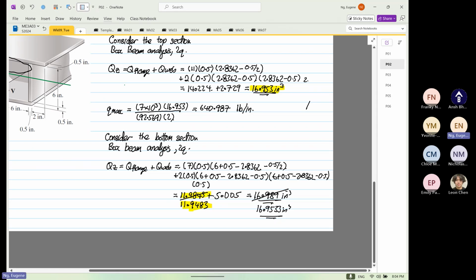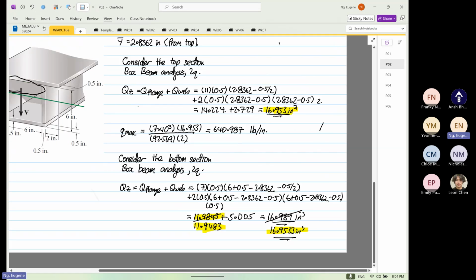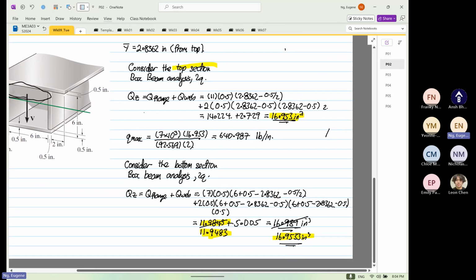Okay, it's 9483. And then the values over here are exactly the same, whether you take from the top section or the bottom section, the Q is the same, okay? And this step is the same, whether you take from the top or from the bottom. Okay, right. So this is all that I'm going to do for thin wall analysis.